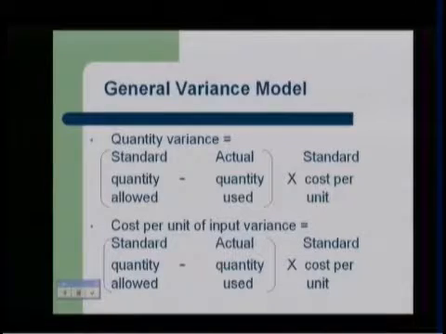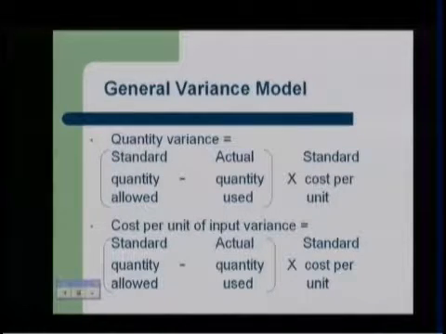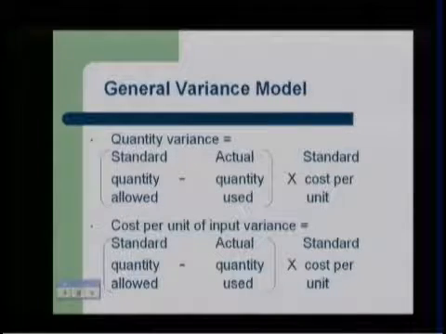So typically there are two ways you can look at these variances. One of them is called a mathematical approach, which is the one that's in front of you there, where you can figure a quantity variance and a price variance. You simply take the standard quantity minus the actual quantity and multiply it by a standard cost. Or for the input variance, you can take the standard quantity minus the actual quantity times the standard price. That's the typical way you look at an algebraic approach to figuring out the two different kinds of variances.